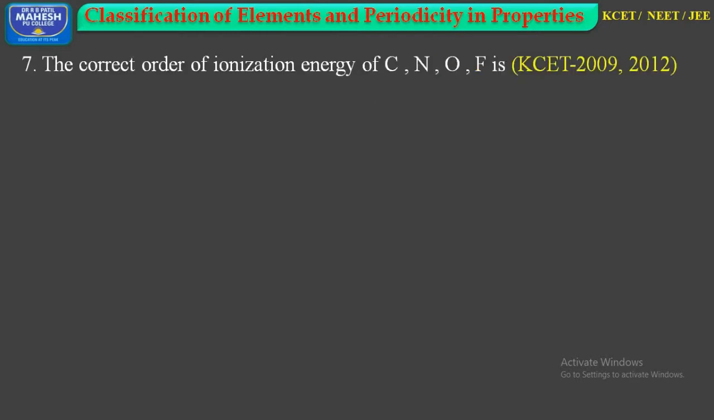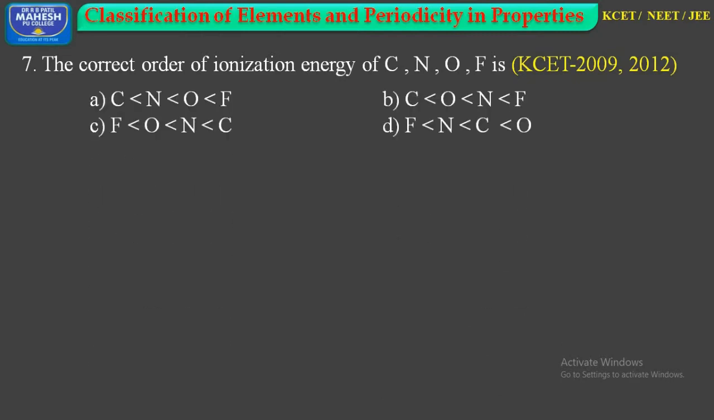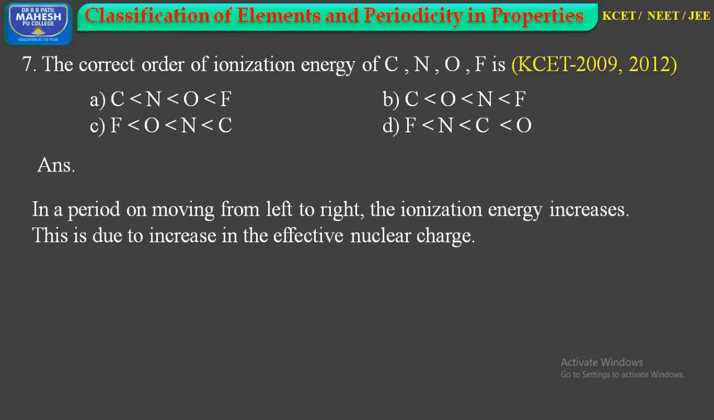Moving to the next one, question 7. The correct order of ionization energy or potential of carbon, nitrogen, oxygen and fluorine is: students, if we consider across the period, ionization energy value increases, and the reason for this is the effective nuclear charge, that is, the hold of the nucleus on the valence shell electrons increases as we move from left to right, that is across the period.